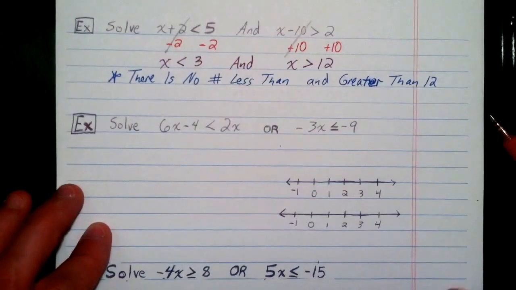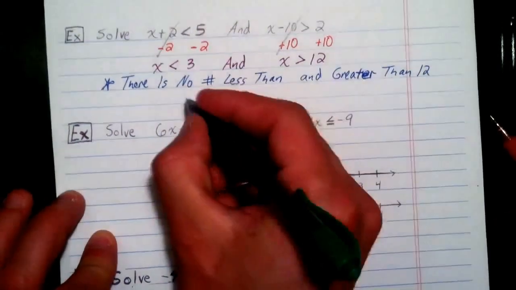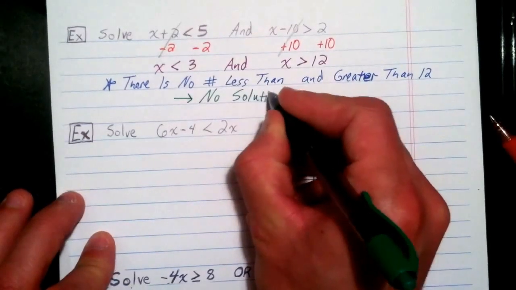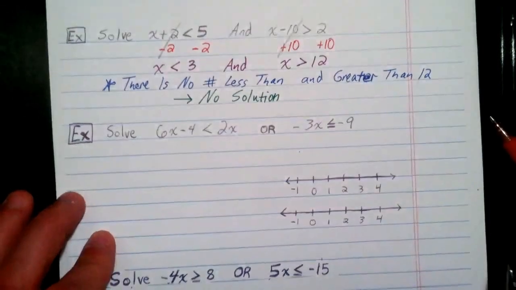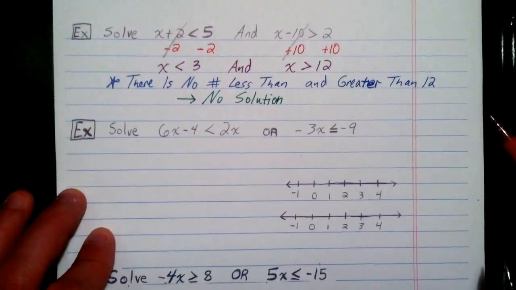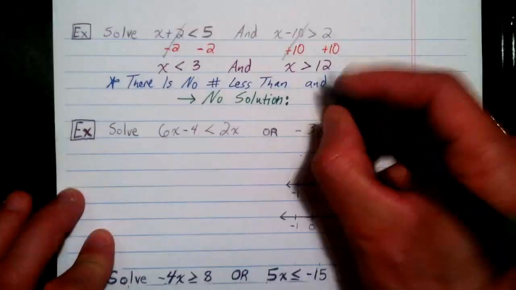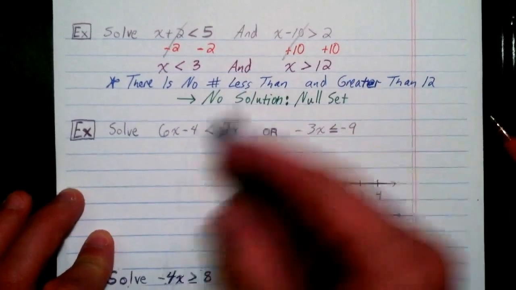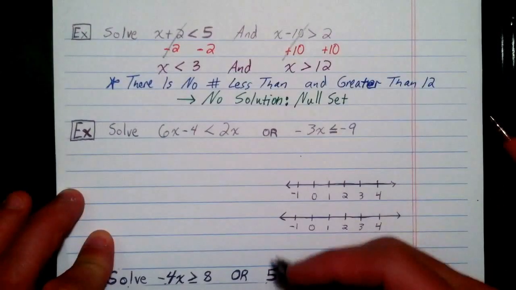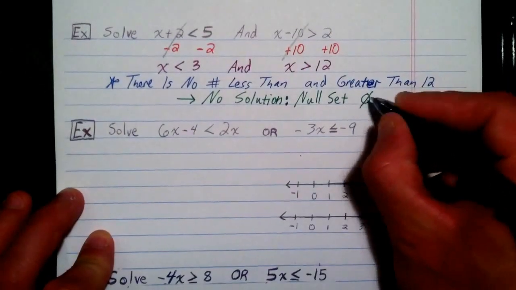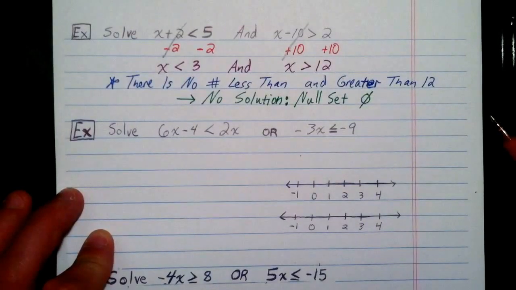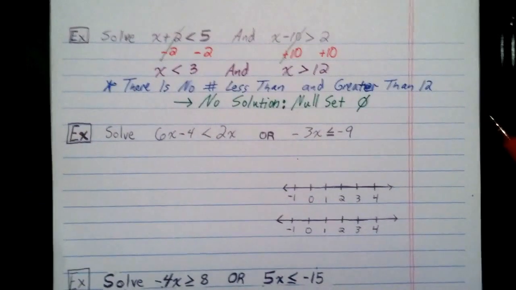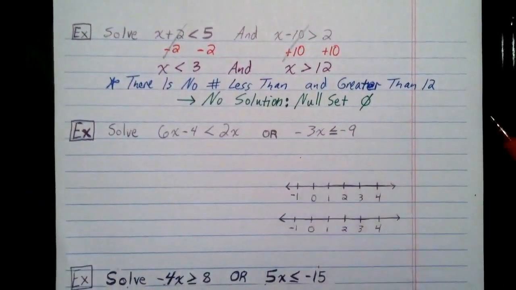It's not possible. So what we say in a situation like that is there's no solution. Or the answer is what we call the null set. It's the set of nothing. There's no numbers in that set because there are no numbers that would satisfy that situation. So you could write the null set, or you'll see it written with a 0 with a line through it, indicating no possible solutions. Okay, so that's kind of a special case. Kind of nice though, it's a lot less work than the other ones.